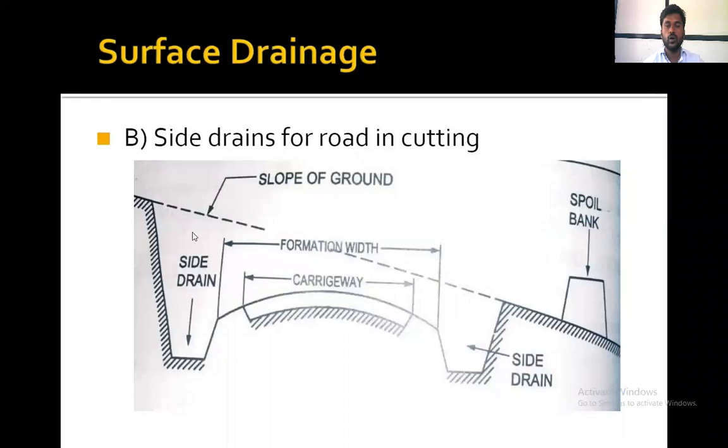And suppose along this slope we have to provide the road in the cutting, depending on the topography of that area, then we have to provide the drainage system like this in the cutting. We have to provide the slope for the carriageway as well as a slope toward the shoulders. Then whatever water is coming from the carriageway should be transferred to the drains easily. So this is the way of providing side drains when the road is in the cutting.